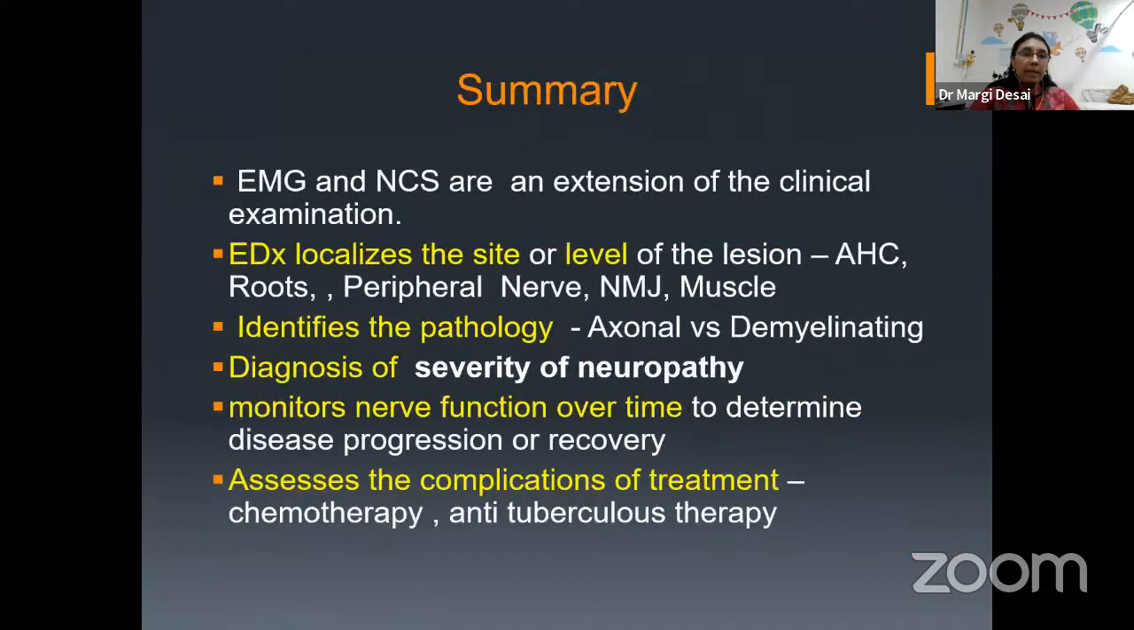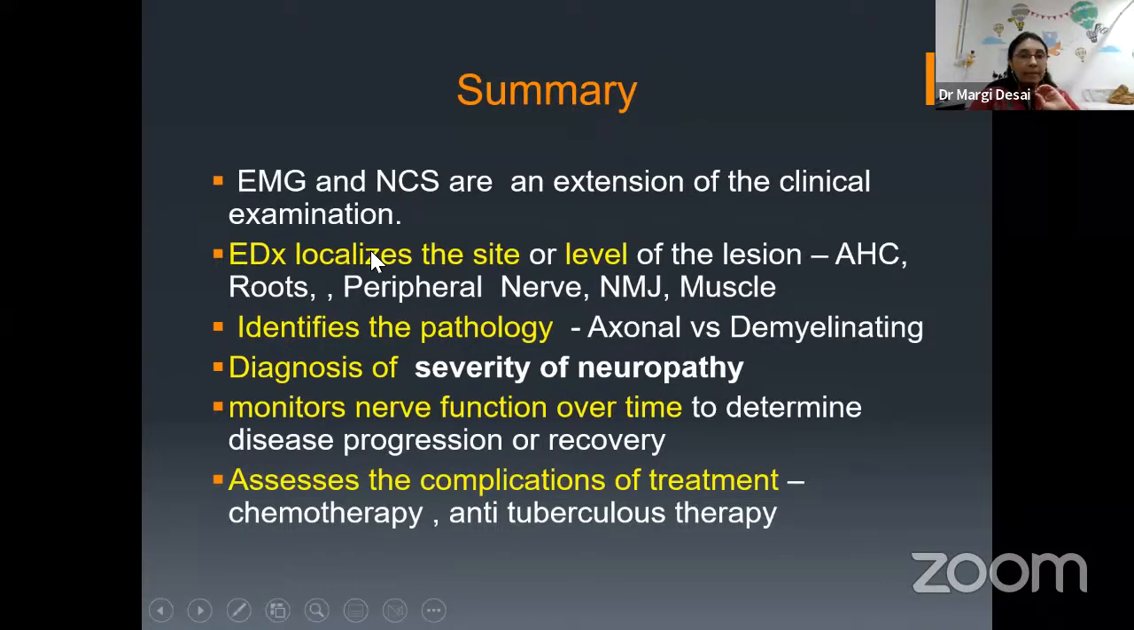So to summarize, EMG and nerve conduction are an extension of the clinical examination. History taking is a must before we start our study. One must ask about history of medications, drugs, family history of a similar disorder. What was the duration of the disorder? Is it acute? Is it subacute? Is it chronic? That will give you an idea as to what is the etiopathogenesis behind the problem.